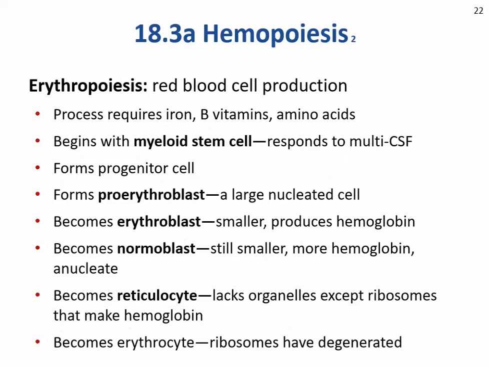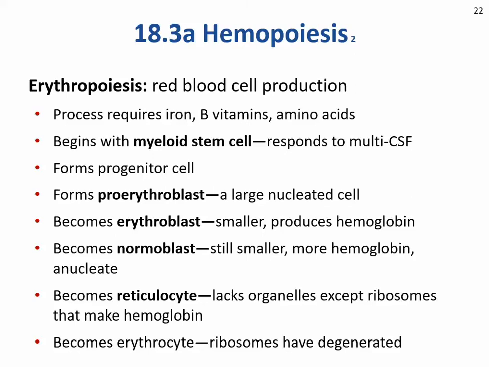Erythropoiesis, if I go back, it doesn't say it here, but erythropoiesis is controlled by a hormone made by the kidney called erythropoietin. The suffix tin means hormone. So erythropoietin is a hormone that causes erythropoiesis, red blood cell production. The kidney is stimulated to produce erythropoietin by not having enough oxygen. If there's not enough oxygen for whatever reason, then the kidney will make more erythropoietin.